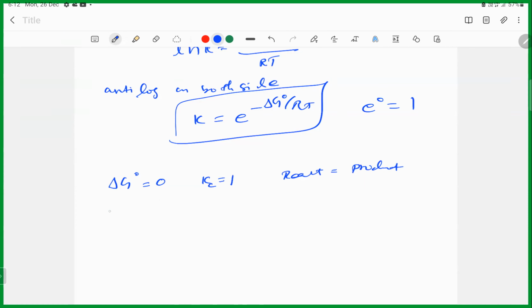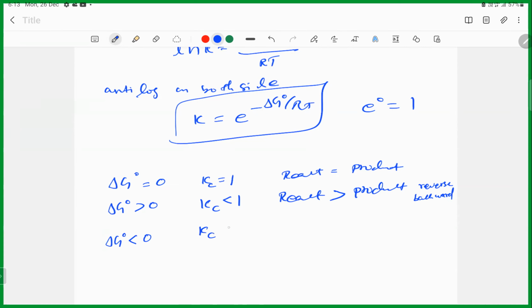Okay va? Suppose delta G0 is greater than 0. It has some value. R and T are constants. அப்போ e power minus ன்னு இருக்கிறதுனால Kc value it becomes less than 1. இது ஓவராலா இருக்கும்போது, அந்த நேரத்துல reactant is more than the product. That means reverse reaction is taking place. What reaction is feasible? Reverse or backward reaction is feasible.